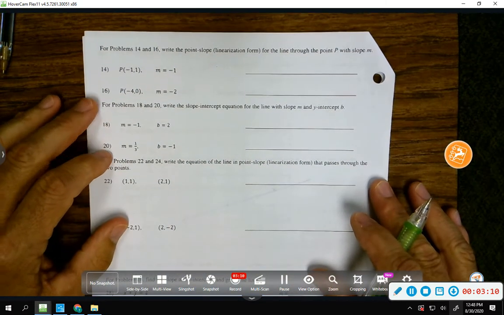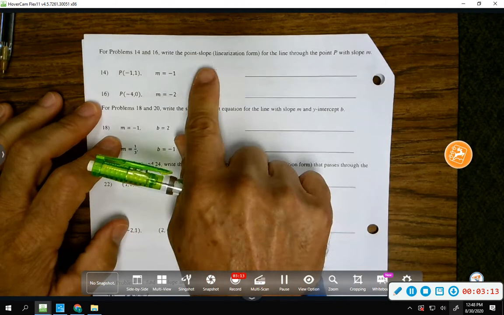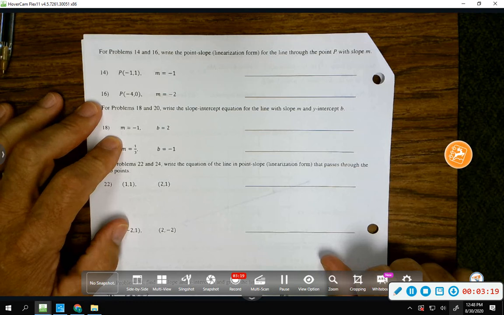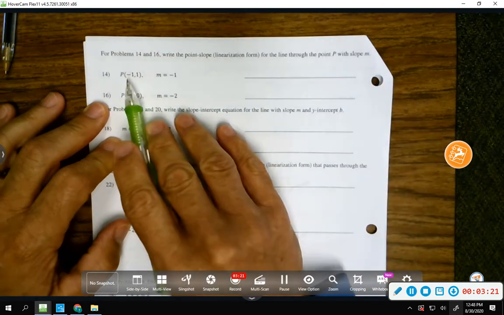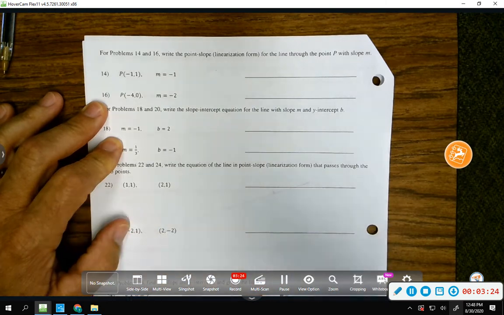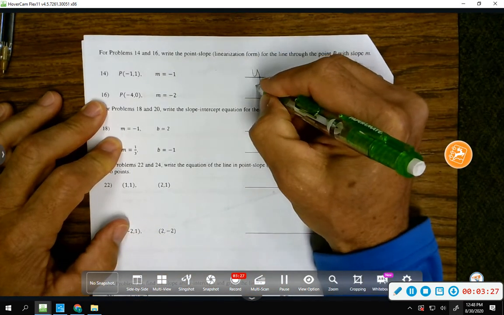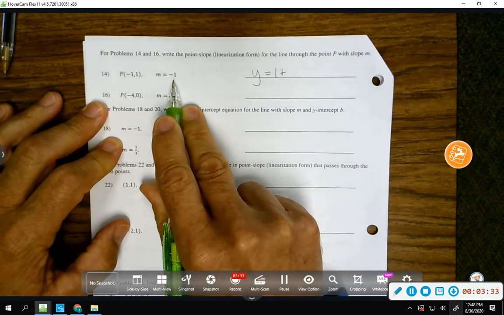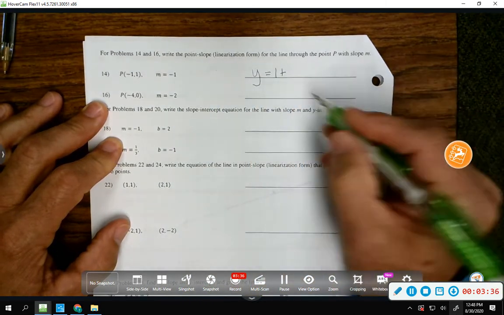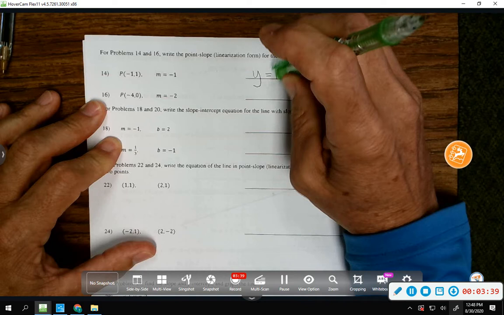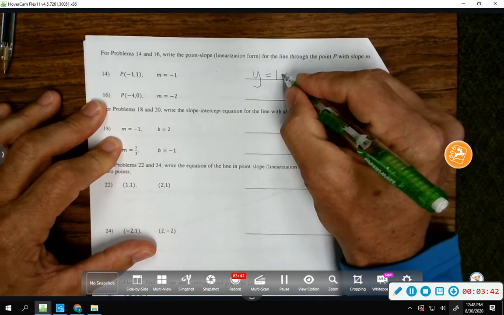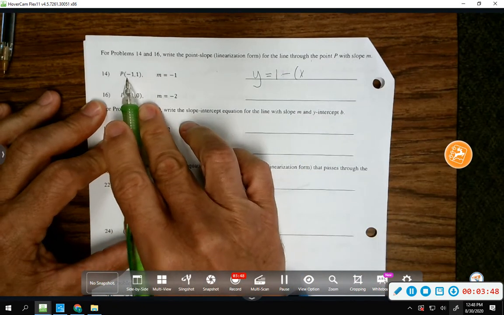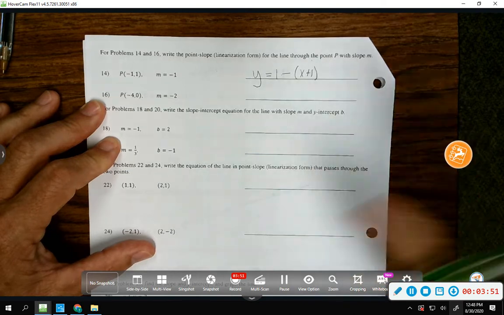Problem number 14 and 16, write the point slope, and notice I wrote linearization form for the line through the point P with slope m. So I want it written like this. I don't want y minus the y coordinate, because then we want to get y by itself anyways. So we're going to do it all in one step. It's going to be the y coordinate plus the slope. Now the slope is a negative number here. So you can either say plus -1, or you could just subtract 1, whichever you prefer. If you want to just write minus, and I don't have to write a 1 there, x minus the x coordinate. X minus -1 becomes x plus 1. Done. We leave it just like that.